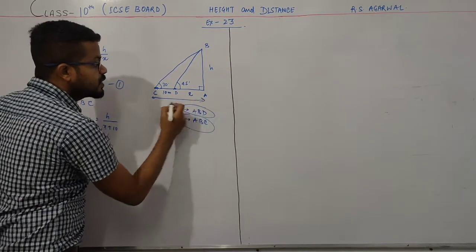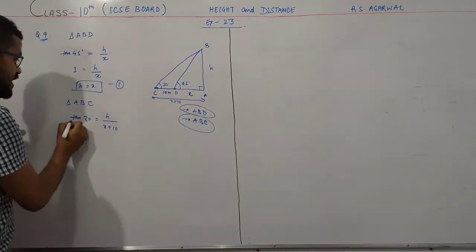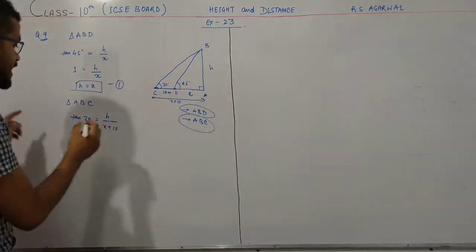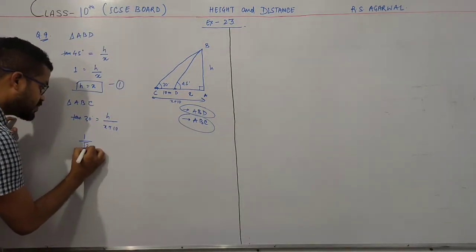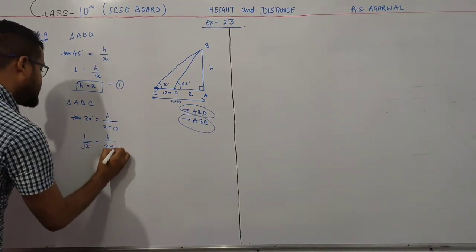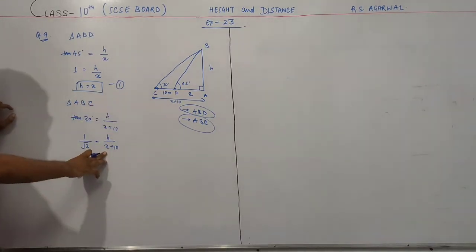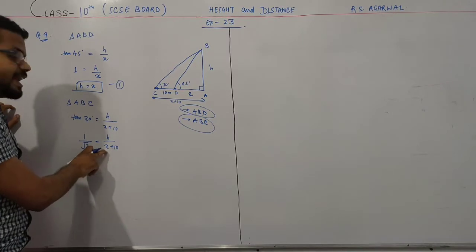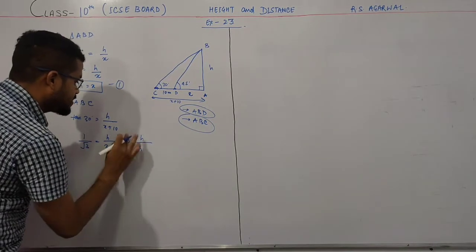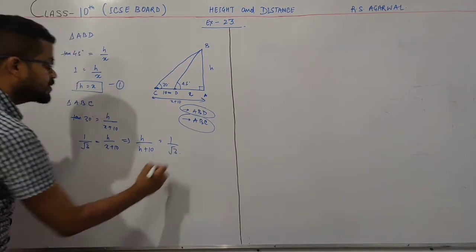So this whole distance is x plus 10. Now tan 30 degree. What is the value of tan 30 degree? Tan 30 degree is 1 by root 3, which is equal to h by x plus 10. Now from equation 1, I write h in place of x. So I write h by h plus 10 is equal to 1 by root 3.